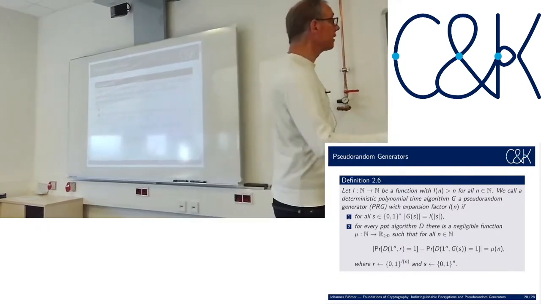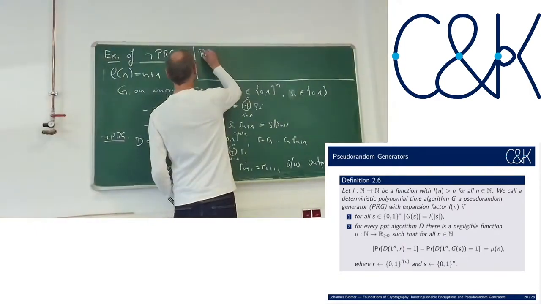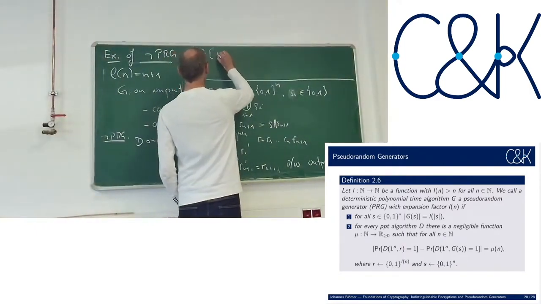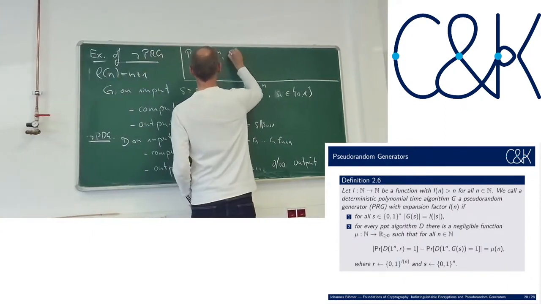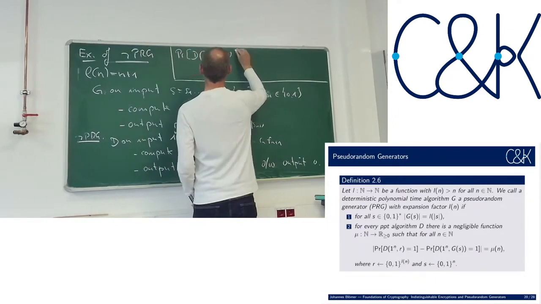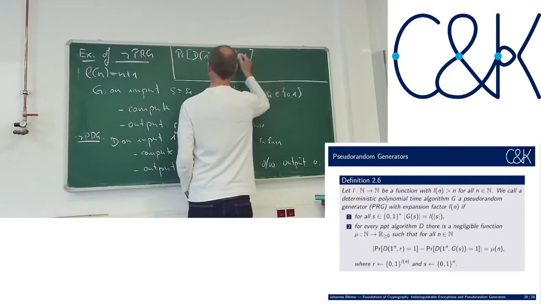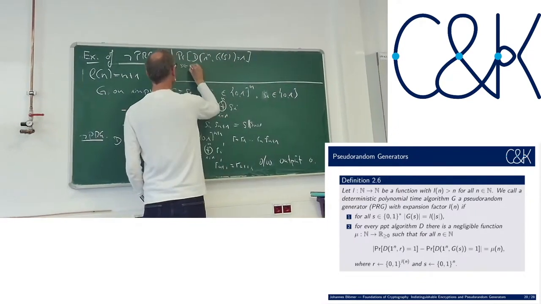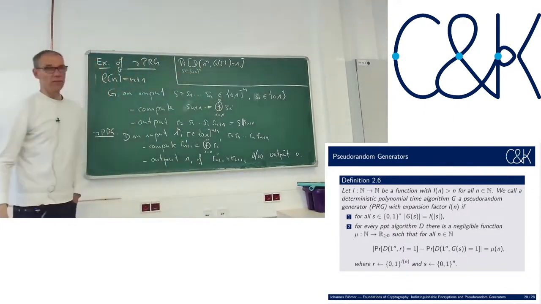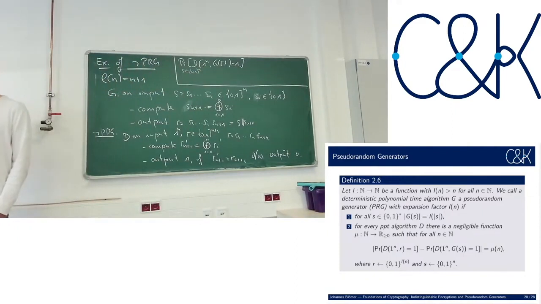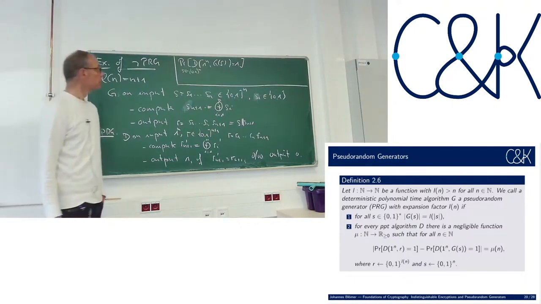Now let's start with the easy one. What's the probability that D, as I defined it here, on input 1 to the n and G of S outputs 1? Often we'll write G below the Pr if I want to denote the random choices here. What is this?